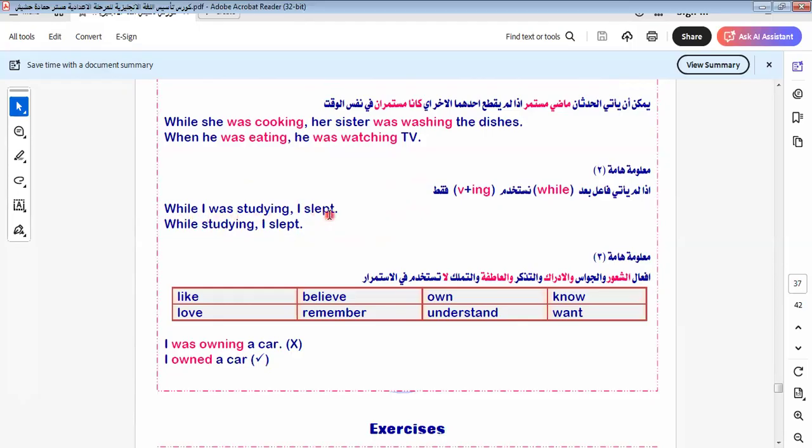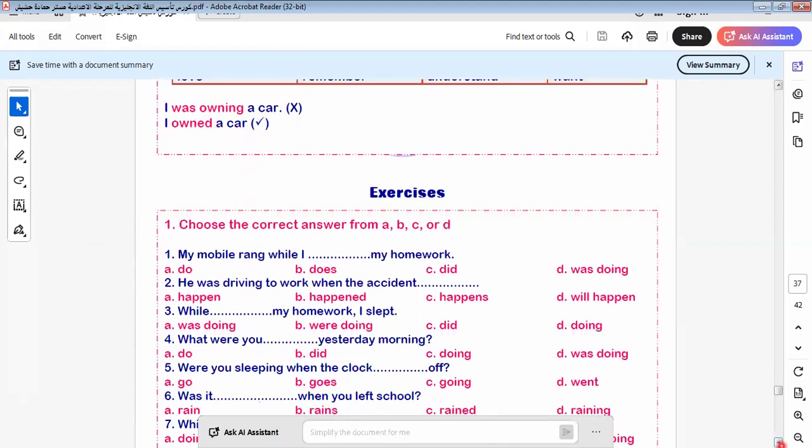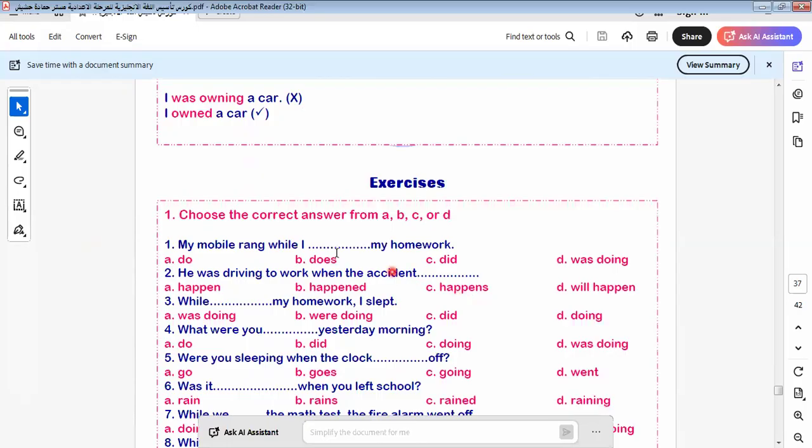While I was studying, I slept. So here in this part is the past continuous form, and another one is in the past simple form. While studying, I slept. Okay. I was owning a car. It's wrong. It will be: I owned a car. Let's go to answer the questions related to this task.